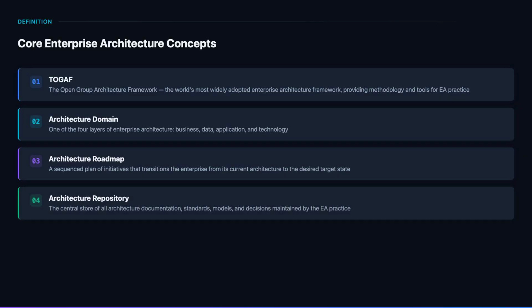The architecture repository is the organizational memory of the EA practice. It stores current state models, target state designs, approved standards, reusable building blocks, and architectural decisions with their rationale. A well-maintained repository enables consistency across projects and prevents the same architectural mistakes from being made repeatedly.